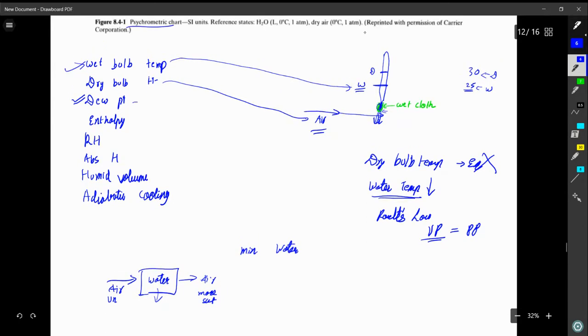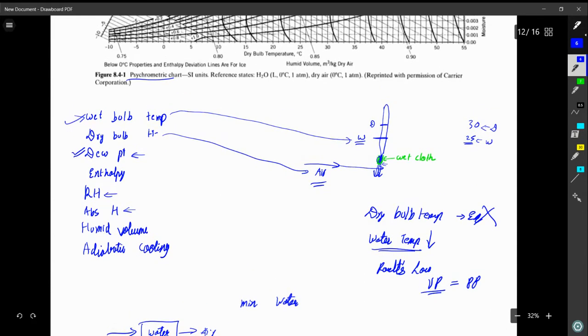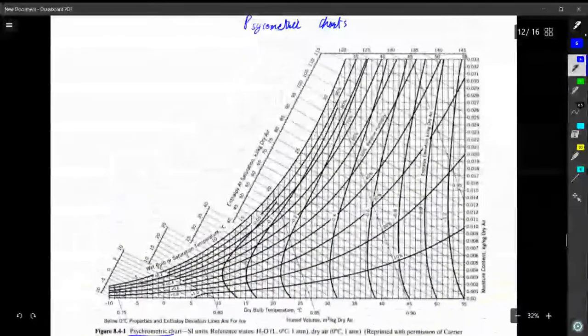That's one thing. Dew point: you know that if there's water vapor and you keep on cooling it down, the first drop is formed at the dew point. Now, relative humidity: at that temperature, what is the vapor pressure, and out of that, how much percentage of partial pressure is present in air, that is called relative humidity. Absolute humidity is how much vapor is present in that air by the total mass of the dry air, and other things will come along. So let's read the chart.